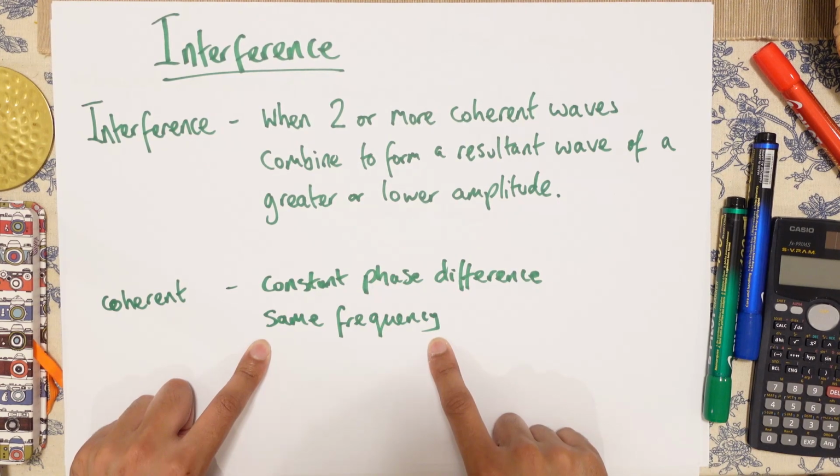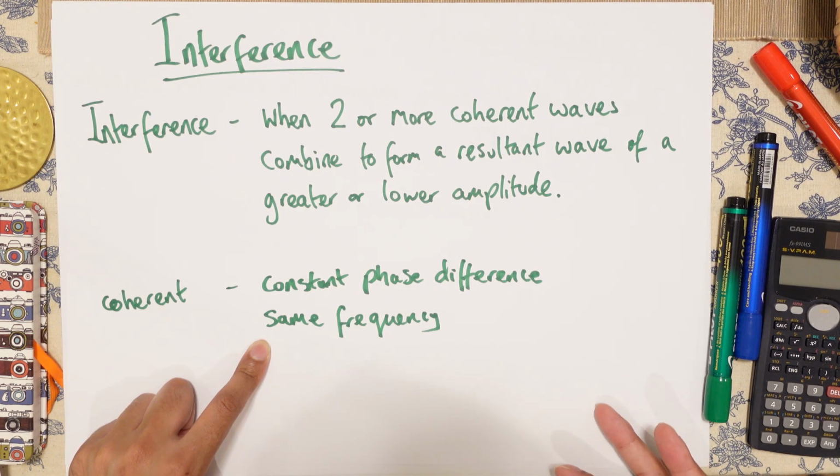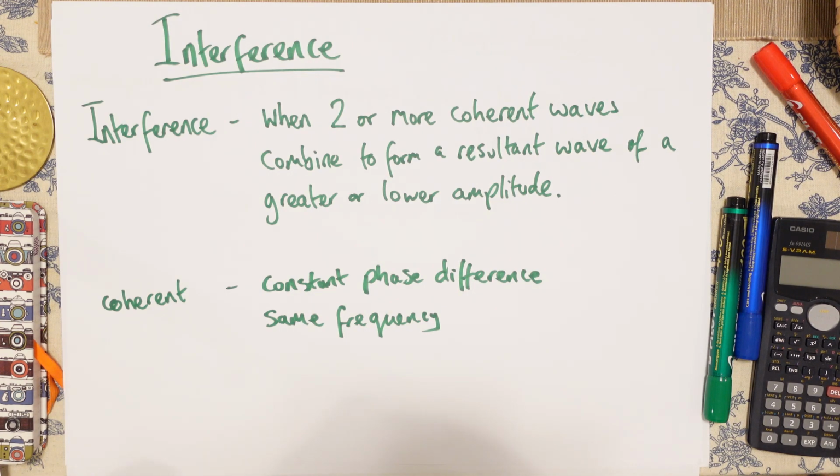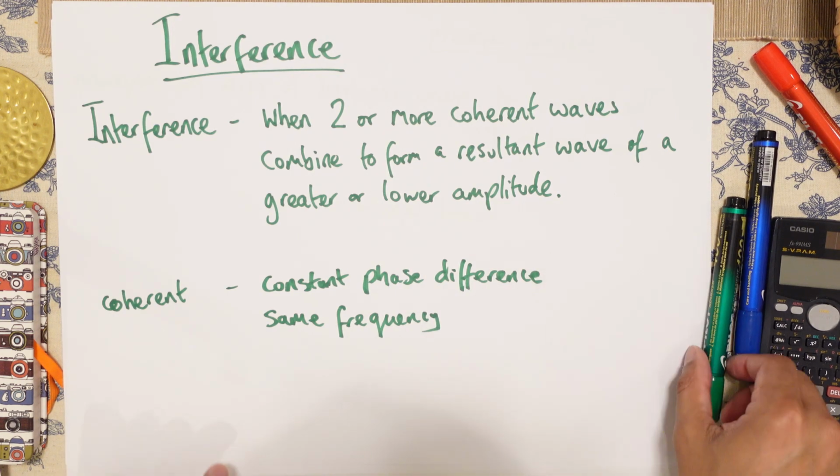When it says same frequency, that also means it's going to be the same color, because if you start changing the frequency of light, you end up with different colors. For example, blue light has a much higher frequency than red light. So just bear that in mind. So it needs to be monochromatic.